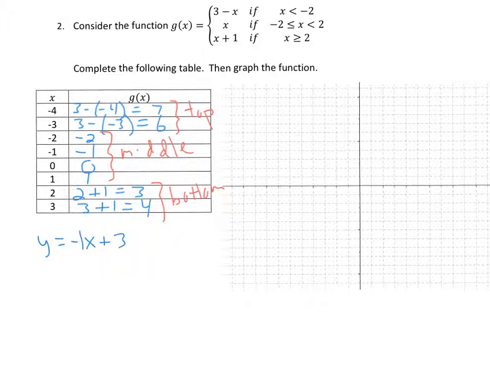M would actually be -1. So in that case, the y-intercept is 3, and the slope is -1. So we'd plot 3 as the y-intercept, and then -1 means down 1 and over 1. So let me just put a few points. Or going the other direction, you'd go up and back 1. And then you would graph those.